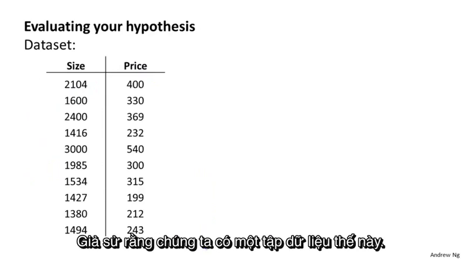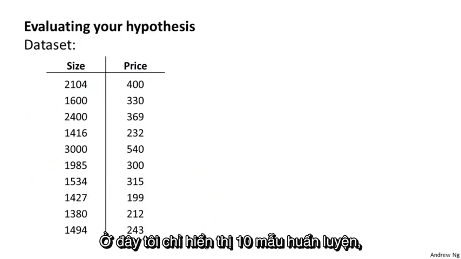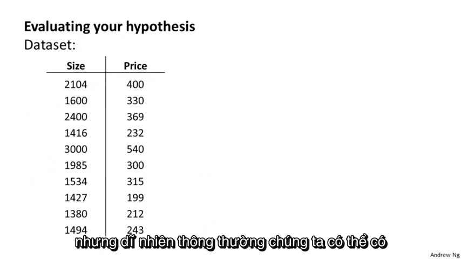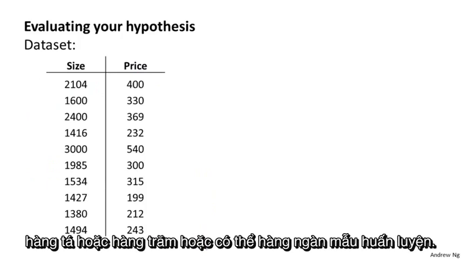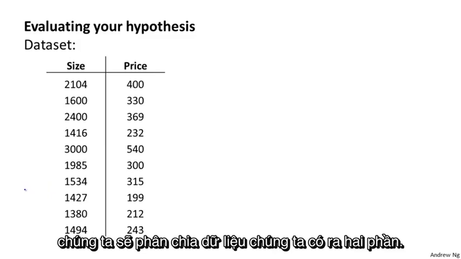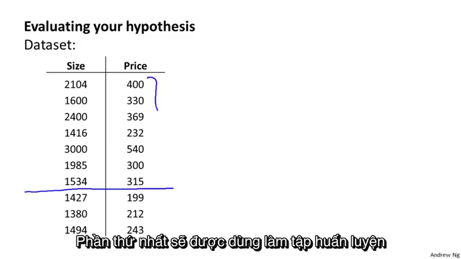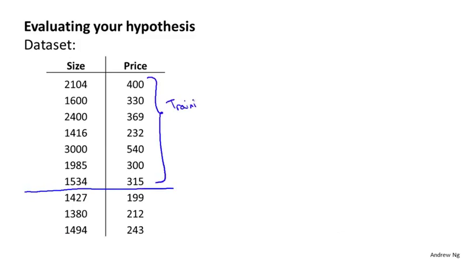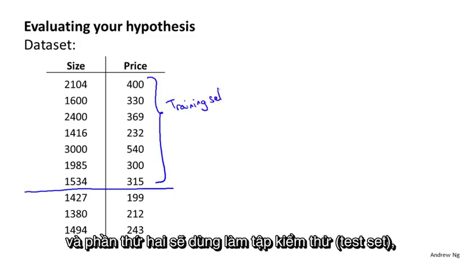Suppose we have a data set like this. Here I've just shown 10 training examples, but of course usually we may have dozens or hundreds or maybe thousands of training examples. In order to make sure we can evaluate our hypothesis, what we're going to do is split the data we have into two portions. The first portion is going to be our usual training set, and the second portion is going to be our test set.